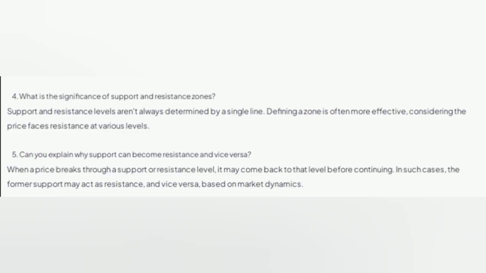Can you explain why support can become resistance and vice versa? When a price breaks through a support or resistance level, it may come back to that level before continuing. In such cases, the former support may act as resistance, and vice versa, based on market dynamics.